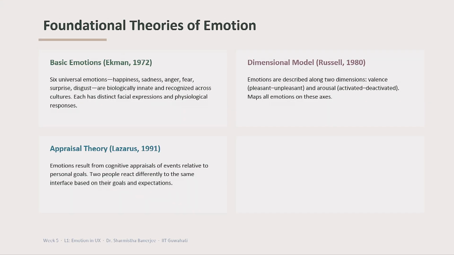Now comes the appraisal theory from 1991. Emotions result from cognitive appraisals of events relative to personal goals. 2 people react differently to the same interface based on their goals and expectations. Let's say, for example, I am used to a kind of smartphone which has a very responsive screen. I am introduced to a smartphone which has higher responsiveness than what I have been used to till date. I will be very happy because it meets my expectations. It is able to achieve my goals much faster.